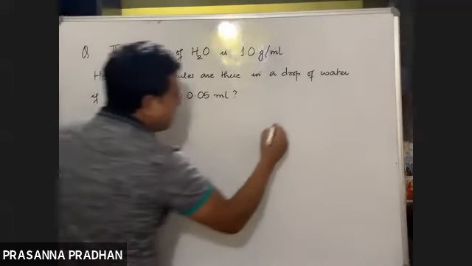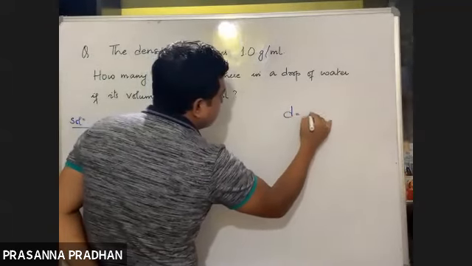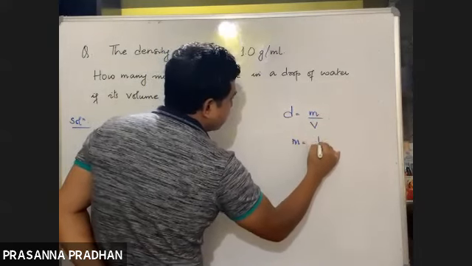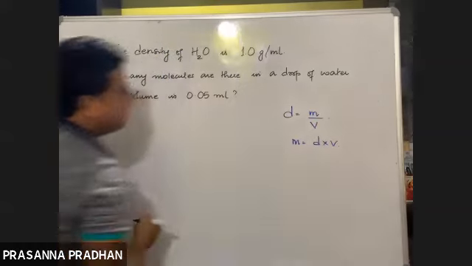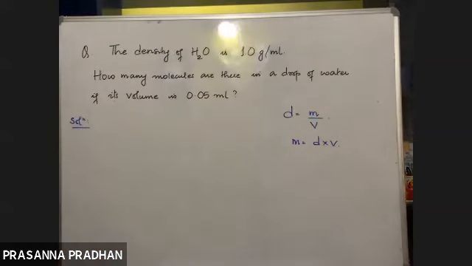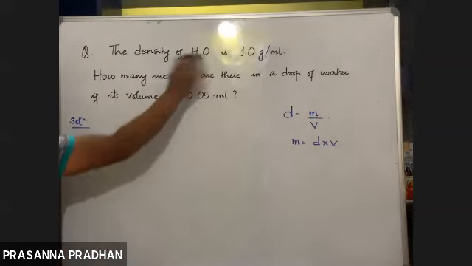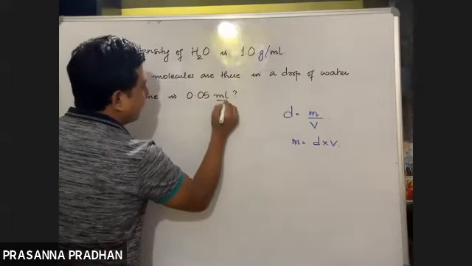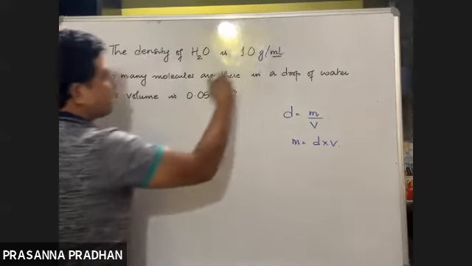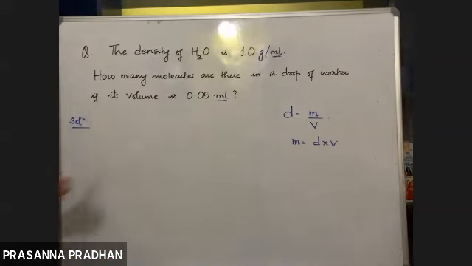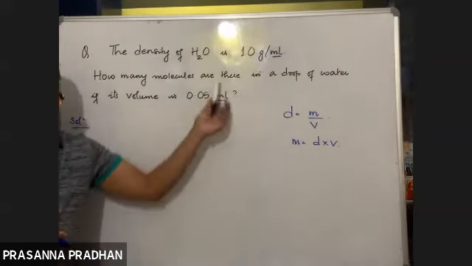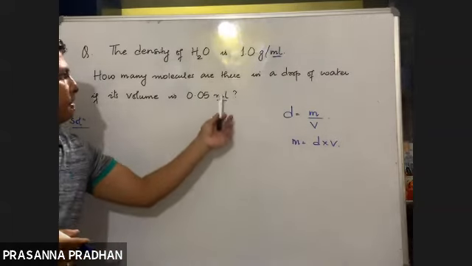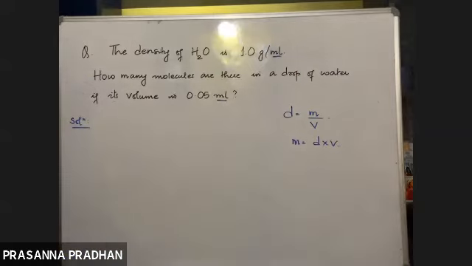Now, first of all, what is the formula of density? Density is equal to mass by volume. So mass equals density into volume. The volume is known, the density is given, but be careful with the units. The volume is given in ml, and the density is also given per ml, so it's not an issue here, but if the volume was in liter and the density in ml, then we should convert them to a common unit, either liter or milliliter.